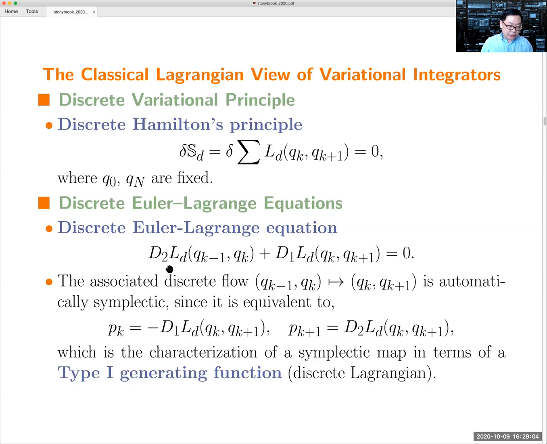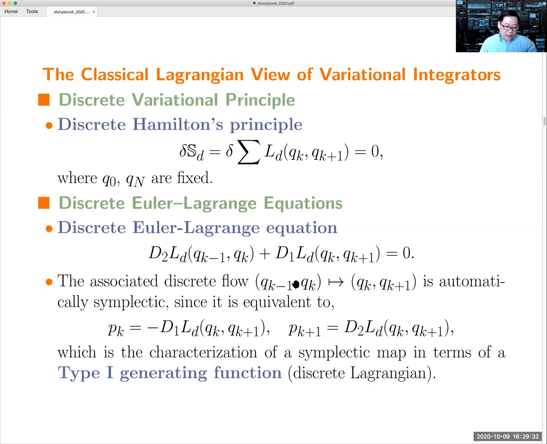And then here, there's a bit of notation. So this D2 just means I'm taking a derivative with respect to the second slot, which here is Q_k. And then this D1 is, again, a derivative with respect to the first slot, which again is Q_k. So the derivative of the discrete Lagrangian at the two previous points, plus the derivative of the discrete Lagrangian with respect to Q_k of the current and the next point, is equal to 0.